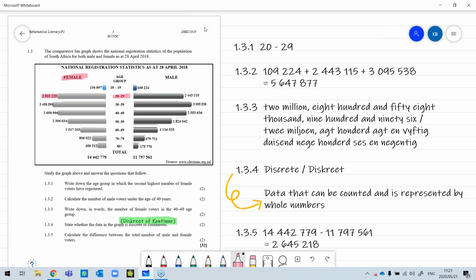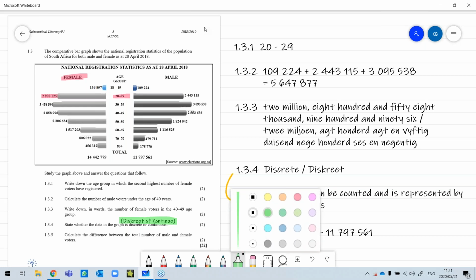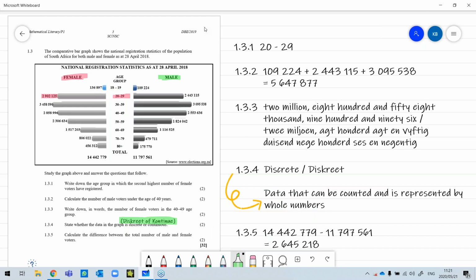Question 1.3.2. Calculate the number of male voters under the age of 40. Okay, so now let's have a look. Under the age of 40. So that means we are now going to have a look at this side, as this is where the males are, and we are going to count these three age groups together. We are not going to include the next age group as it is 40 years and older.